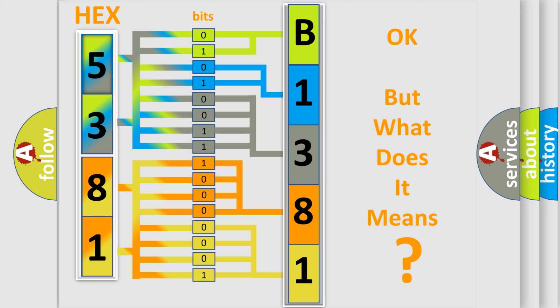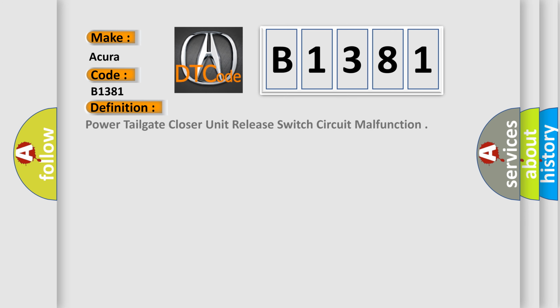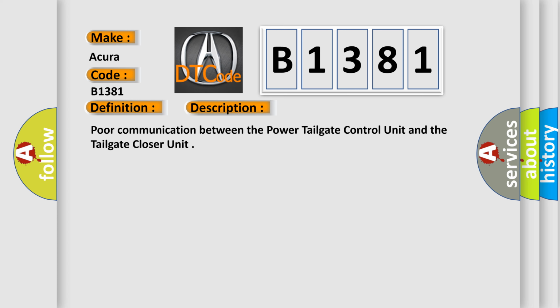The number itself does not make sense to us if we cannot assign information to what it actually expresses. So, what does the diagnostic trouble code B1381 interpret specifically for Acura car manufacturers? The basic definition is power tailgate closer unit release switch circuit malfunction. And now this is a short description of this DTC code.